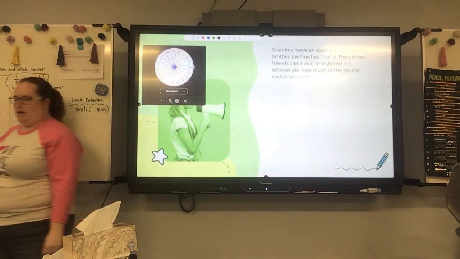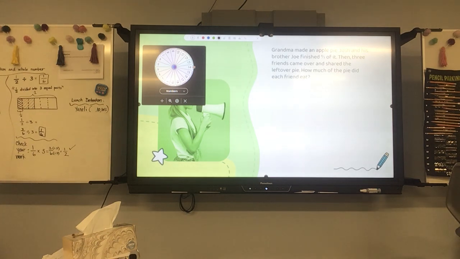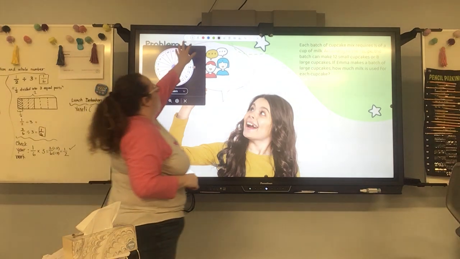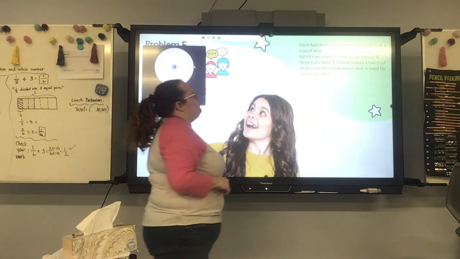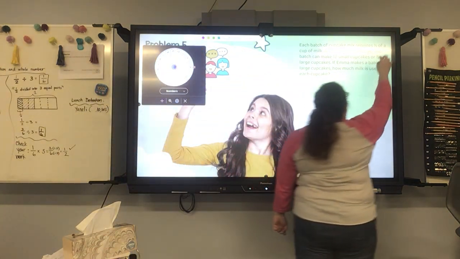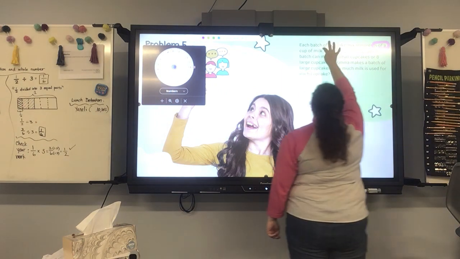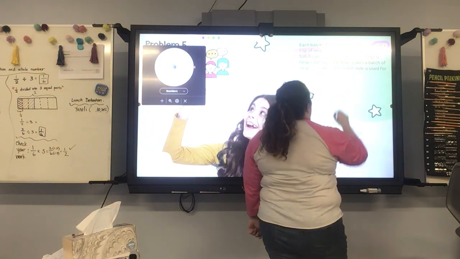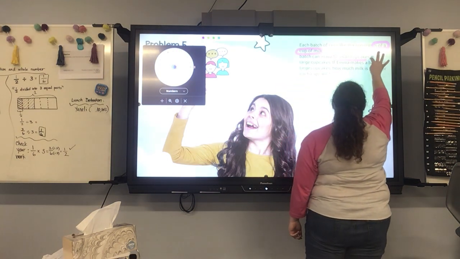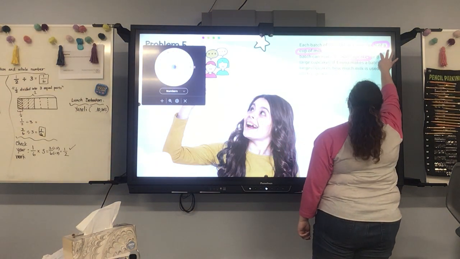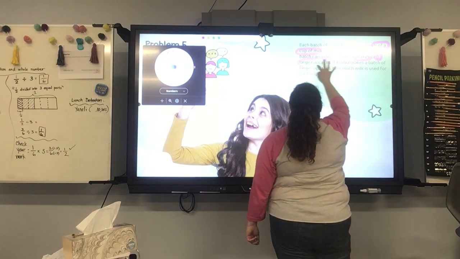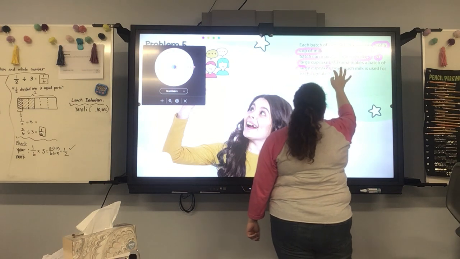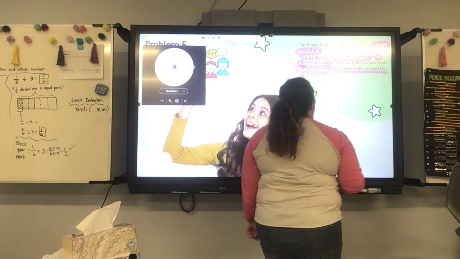Okay, we're moving right along on problem 5. Let's read the next one. Each batch of cupcake mix requires 1/3 of a cup of milk. According to the recipe, the batch can make 12 small cupcakes or 8 large cupcakes. If Emma makes a batch of large cupcakes, how much milk is used for each cupcake?